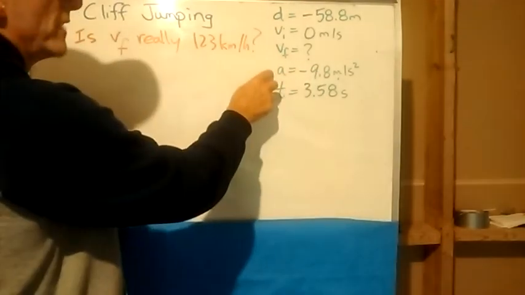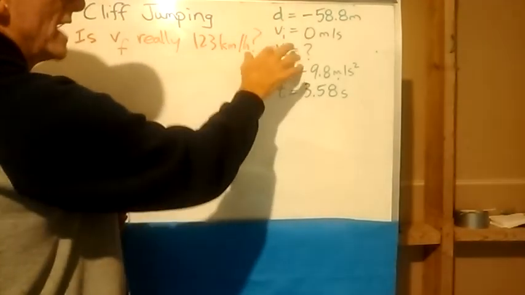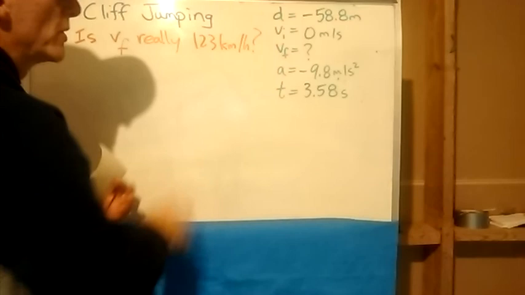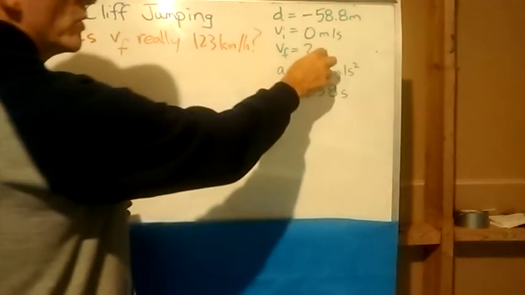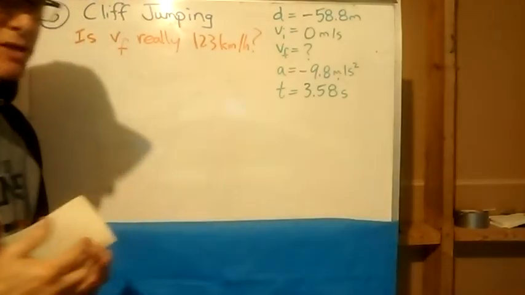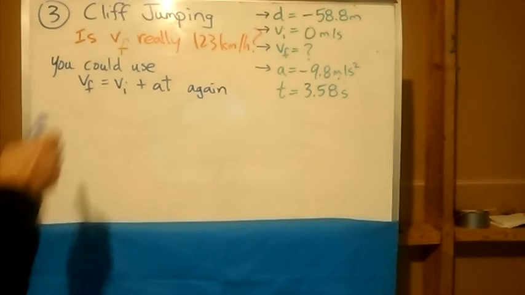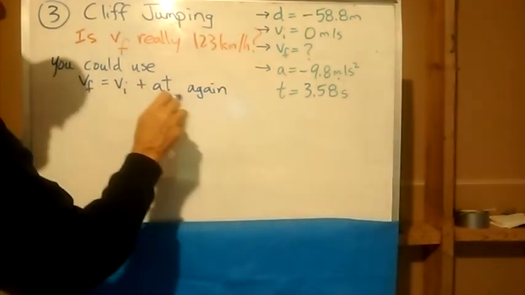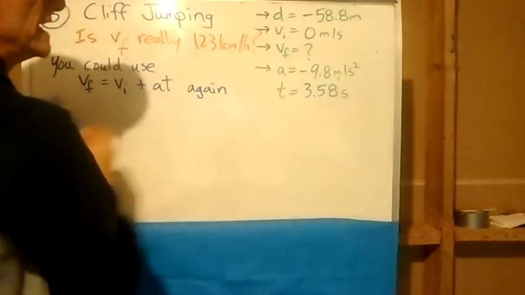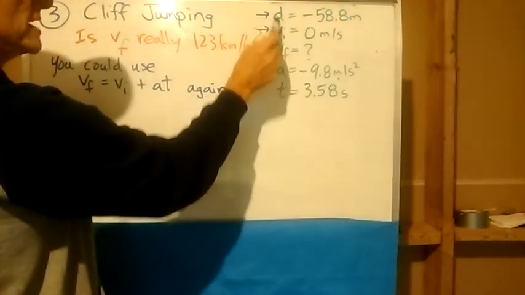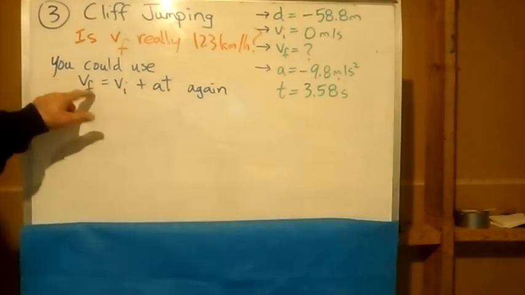So they gave us the time that it took to fall, they gave us the distance, and they also told us that the person was going 123 kilometers per hour before they hit the water. We're going to calculate that and see if that really is true. You could use VF equals VI plus AT again, but I'm just going to use a different equation. I'll say, hey, they gave us the D, so I'm going to use an equation that has D, VI, VF, and A in it. I should get the same answer if I use this equation though.